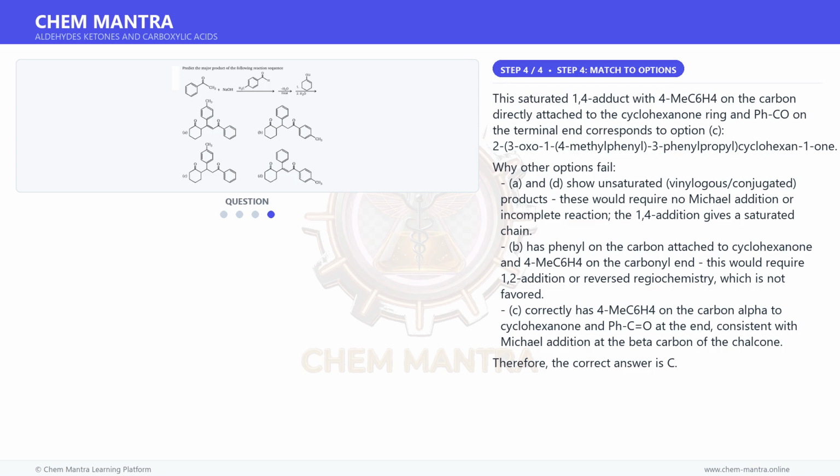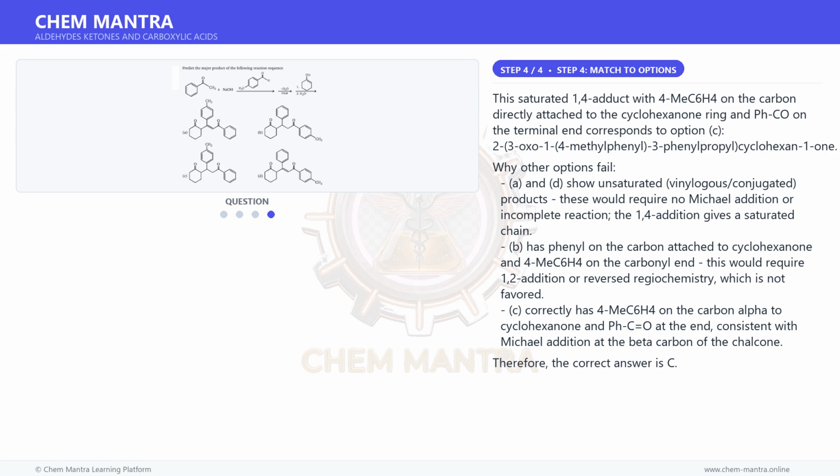And for the final step, this saturated 1,4 adduct with 4-MeC6H4 on the carbon directly attached to the cyclohexanone ring and PhCO on the terminal end corresponds to option C: 2-(3-oxo-1-(4-methylphenyl)-3-phenylpropyl)cyclohexan-1-one.